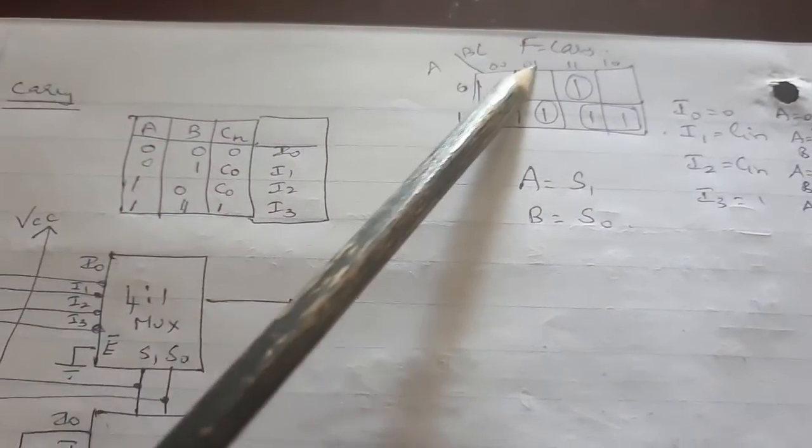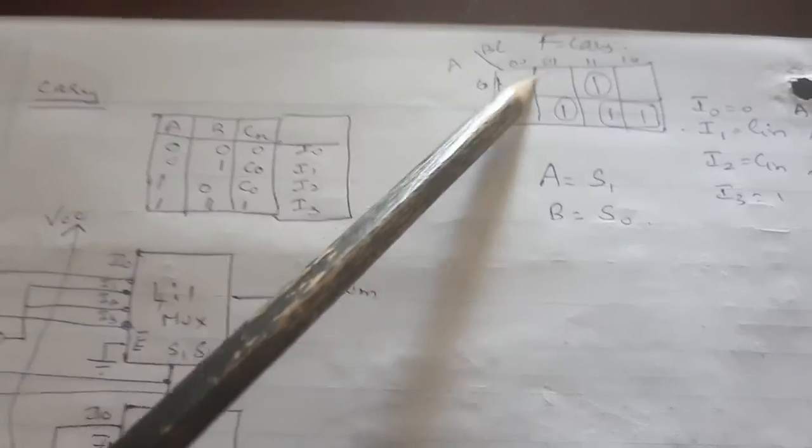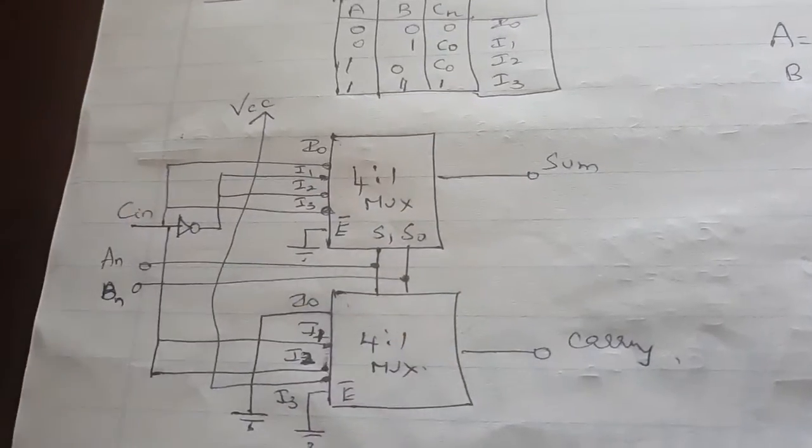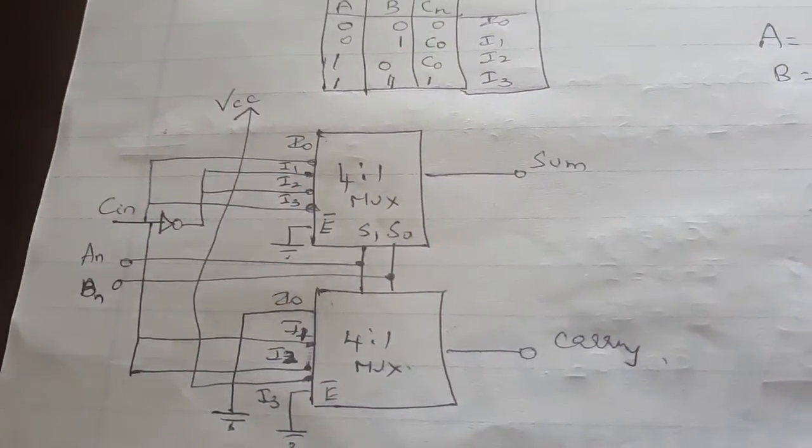So, first condition, A is 0, B is 0. You have two conditions and the output is equal to 0. So now you take this information, the lines. For sum, what is the thing? For carry, what is the thing? For carry, you need to have this.